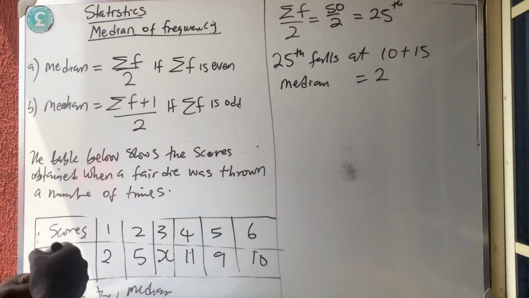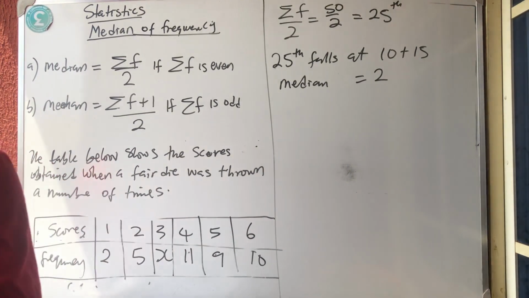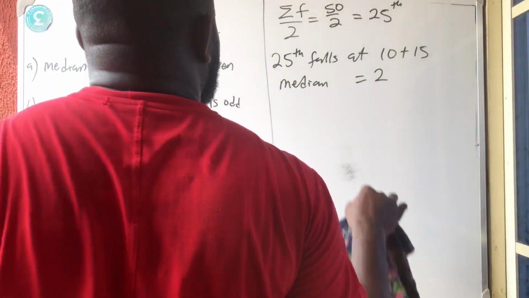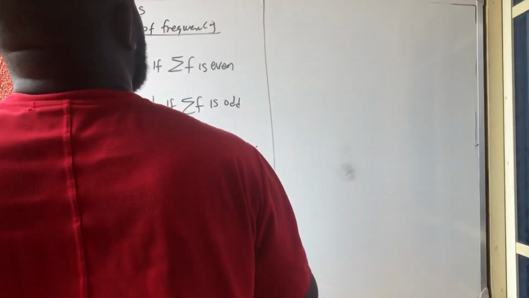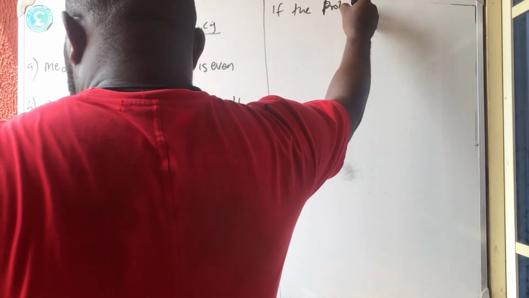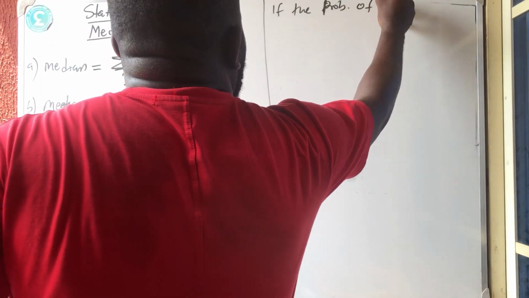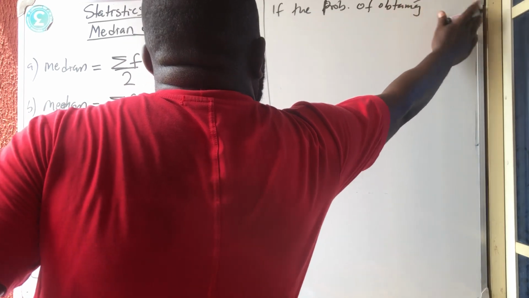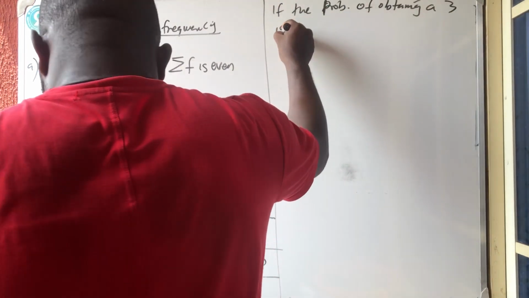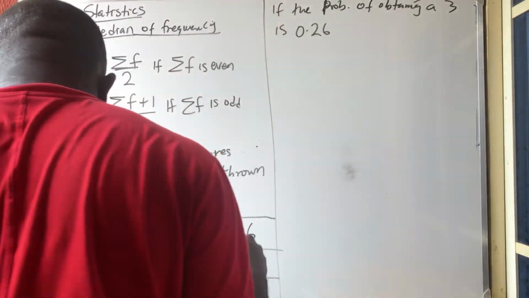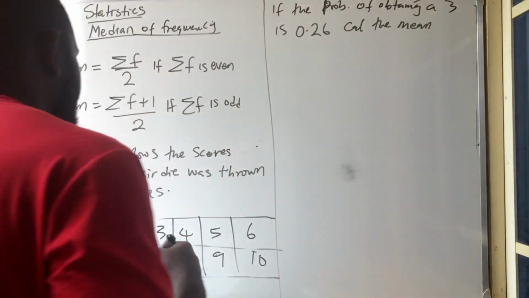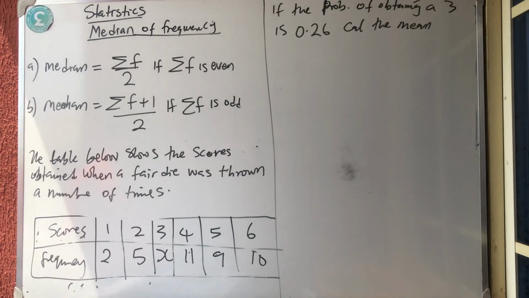Okay, the question now said, if the probability of obtaining a 3 is 0.26, then calculate the mean. Before we can calculate the mean, we need to get the x first.